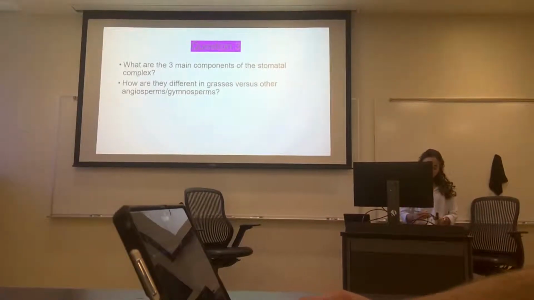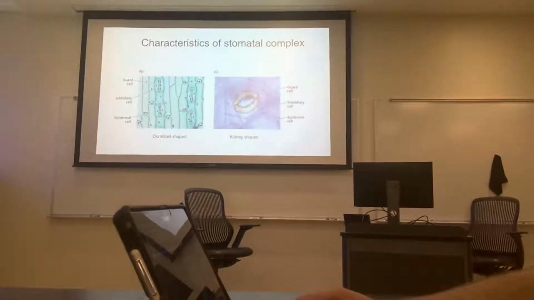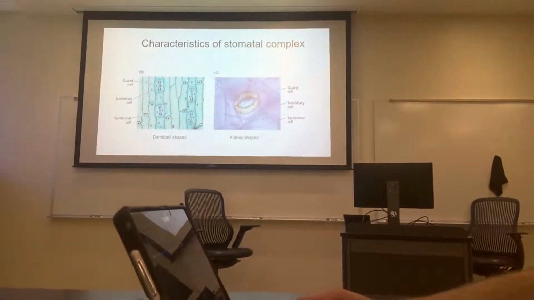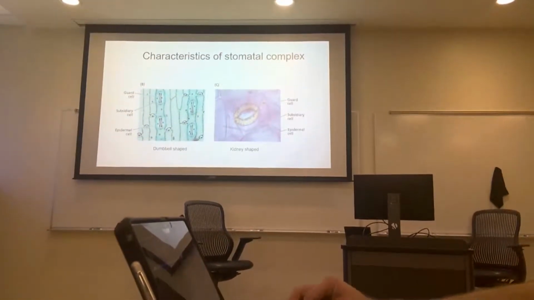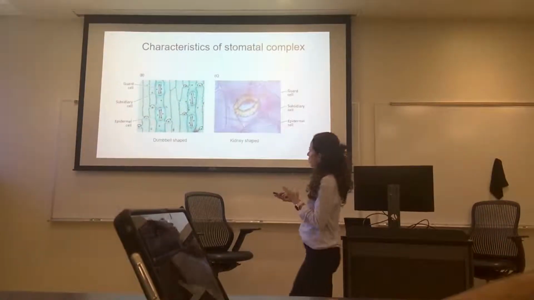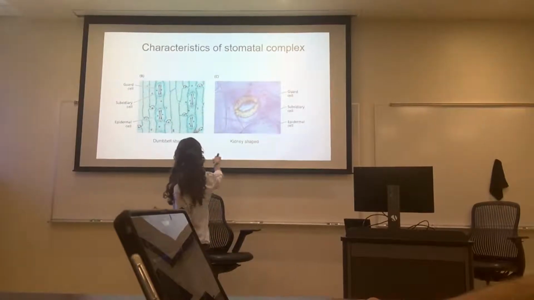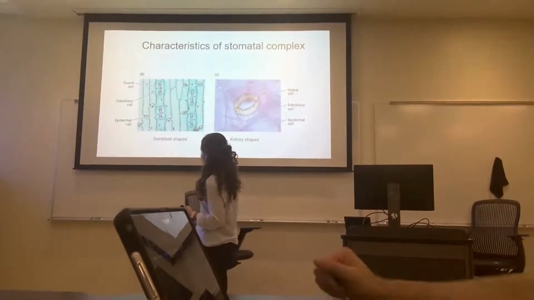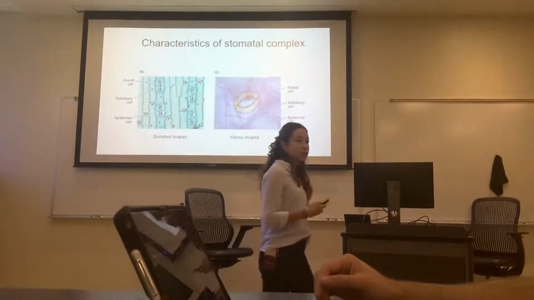So there are three main cellular components. We have the pore that is just a hole, but it's still part of the stomatal complex. And then you have two main components: the guard cells that are just surrounding the stomatal pore, as you can see here, and then the guard cells are surrounded by another type of cell known as the subsidiary cell.